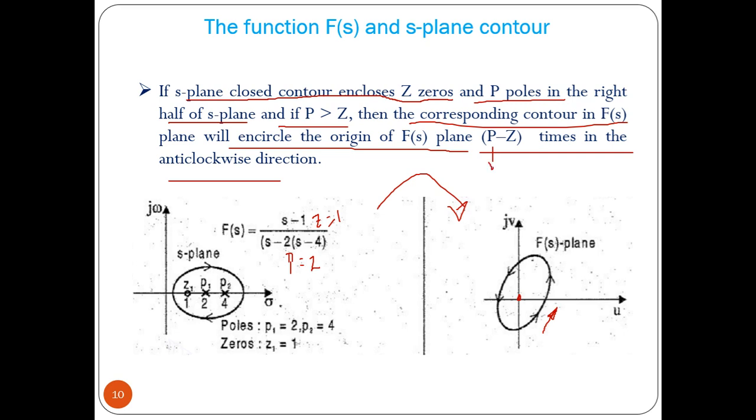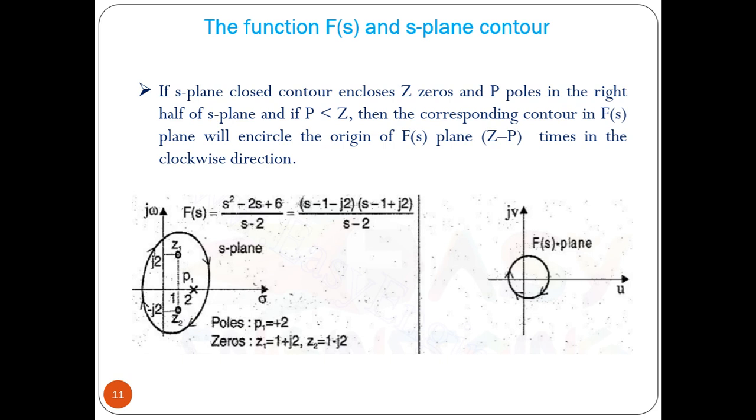For poles, the encirclement must be anti-clockwise, and for zeros, the encirclement must be clockwise. So this is the concept. Now P is higher, so it should be anti-clockwise. And how many times? P minus Z times.